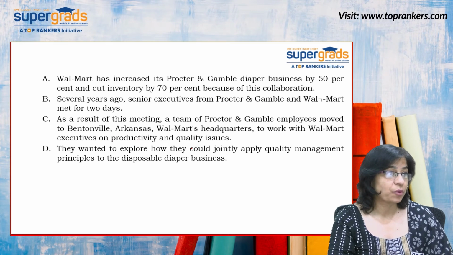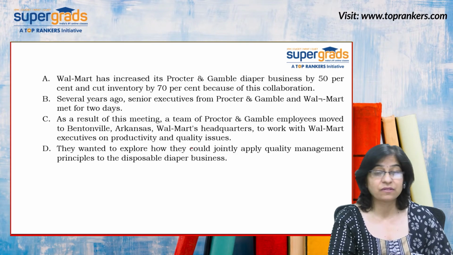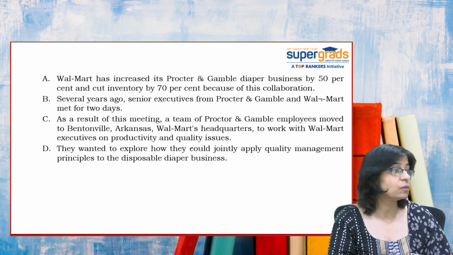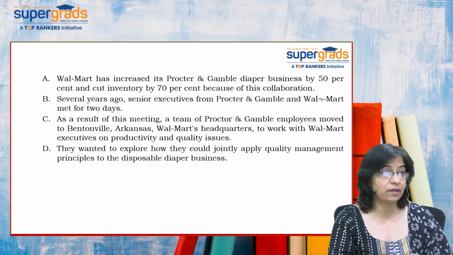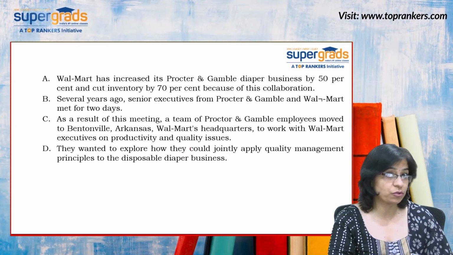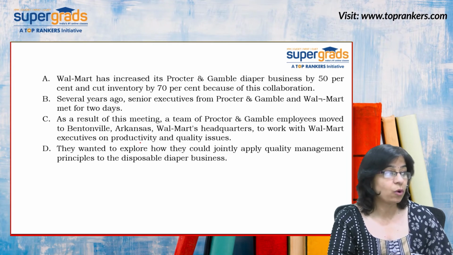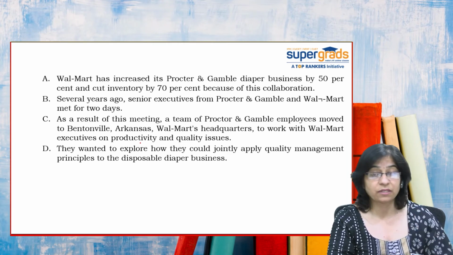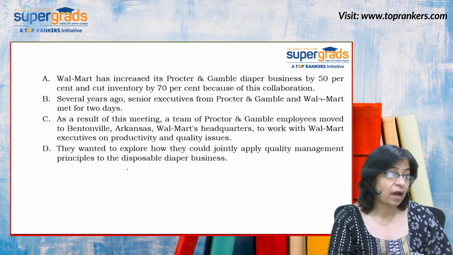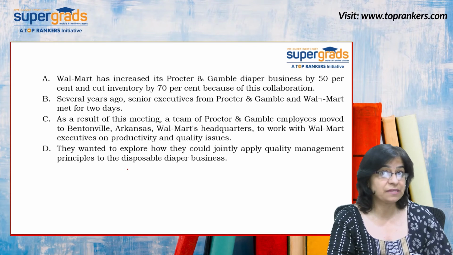Walmart has increased its Procter & Gamble diaper business by 50% and cut inventory by 70% because of this collaboration. Several years ago, senior executives from Procter & Gamble and Walmart met for 2 days. As a result of this meeting, a team of Procter & Gamble employees moved to Bentonville, Arkansas, Walmart's headquarters, to work with Walmart executives on productivity and quality issues. They wanted to explore how they could jointly apply quality management principles to the disposable diaper business. Well, could you find the basic introductory statement?